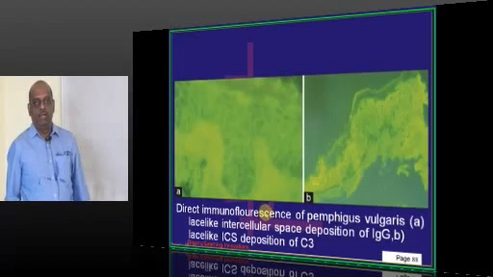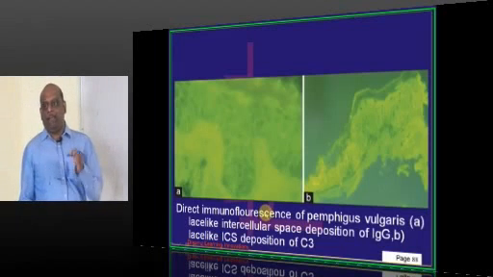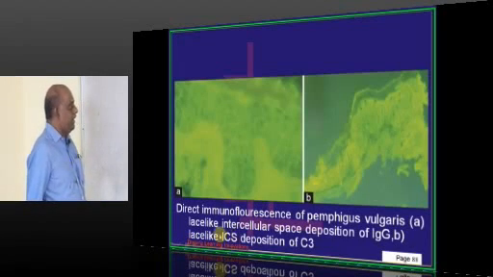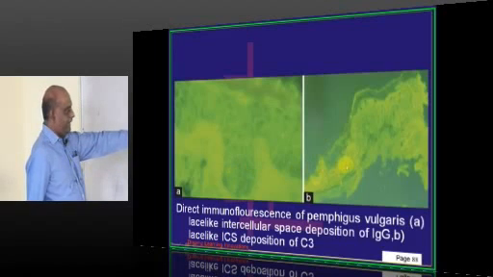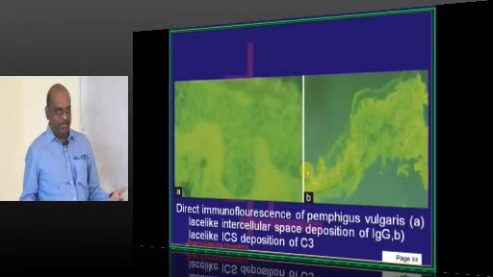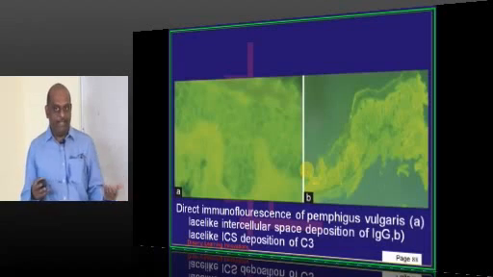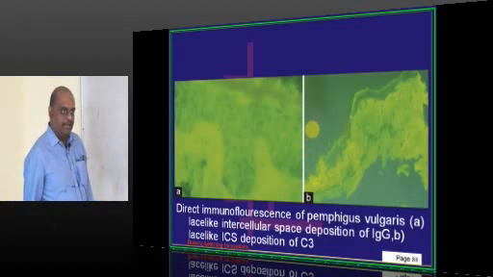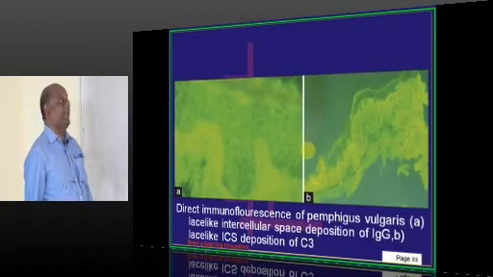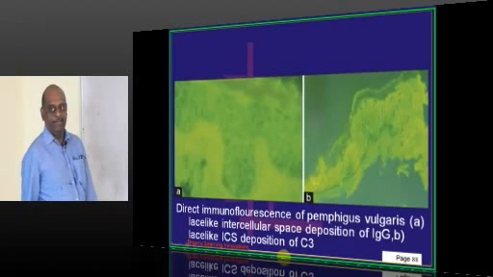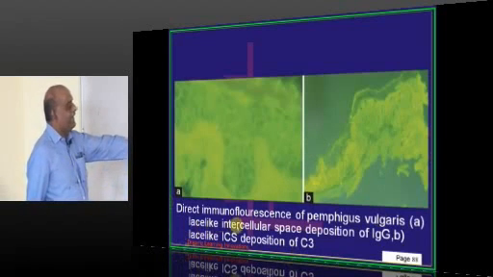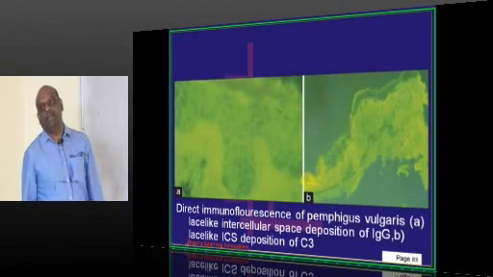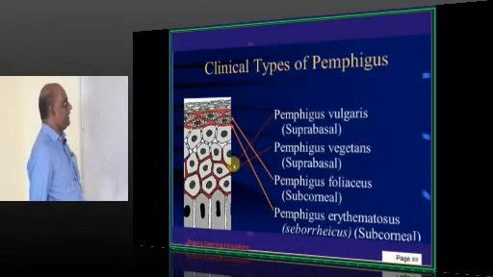Then if you do direct immunofluorescence in case of vesiculobullous lesions like pemphigus vulgaris, what do you find? Lace-like. Lace means, not Lay's potato chips, lace, like ankle lace, a chain, a bracelet, something like that. Lace-like intercellular space deposition of immunoglobulin G is what you find in case of pemphigus vulgaris.